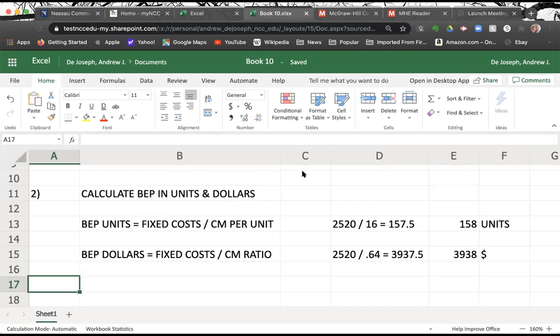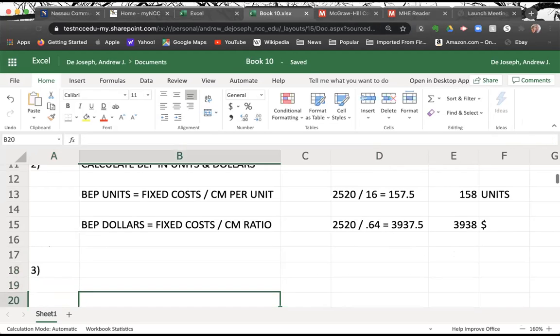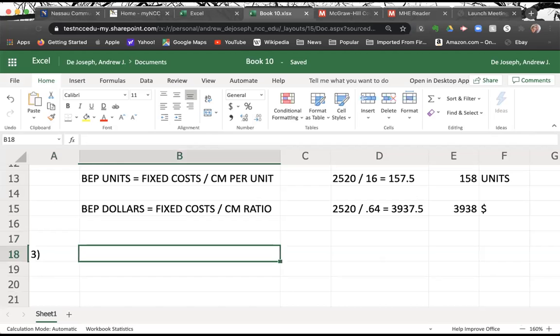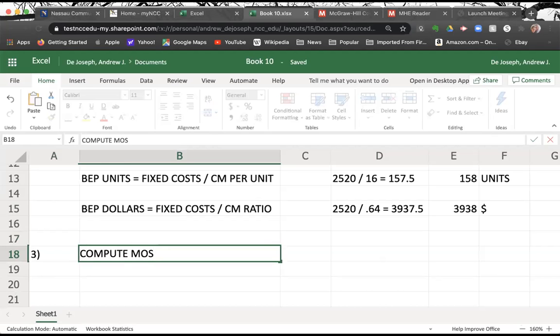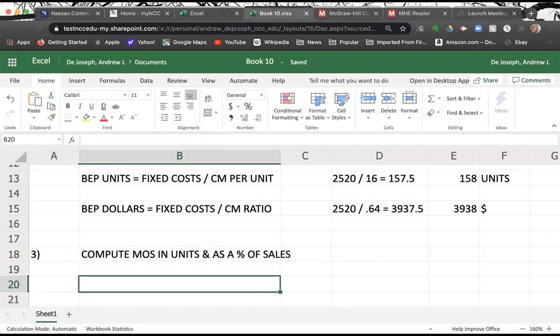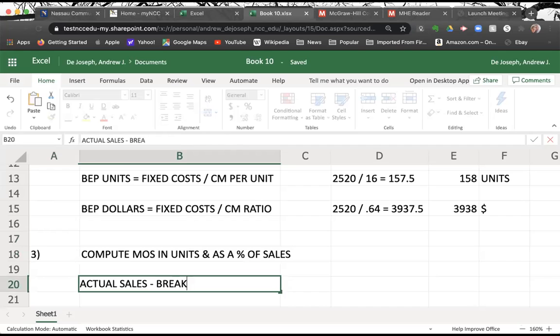Okay, let's take a look at the next thing they want. Part 3. All right, part 3, compute margin of safety, MOS, right? Margin of safety in units and as a percent of sales. Okay. So what was margin of safety, first of all? It was actual sales minus break even sales, right? That was margin of safety.